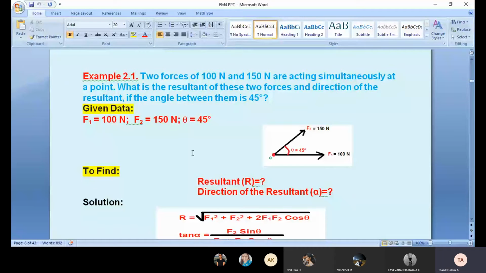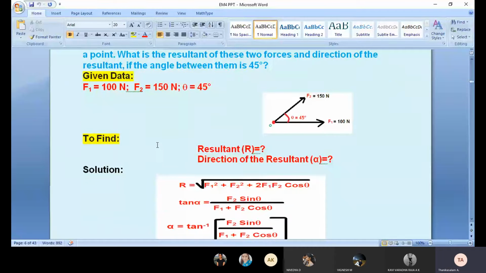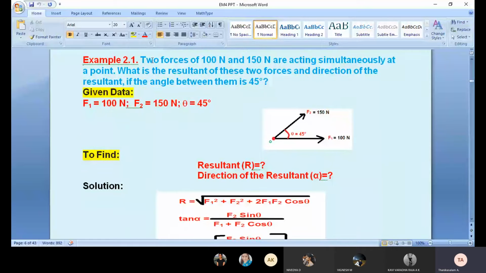Then you have to write what to find. What is the aim of the problem? Our aim is to find the resultant, capital R equal to question mark, and the direction alpha equal to question mark. This is the procedure. They gave only a plain statement, so in any subject you must write the given data based on the symbols. Two forces, therefore F1, F2, 100 Newton, 150 Newton, and the angle between them, theta.